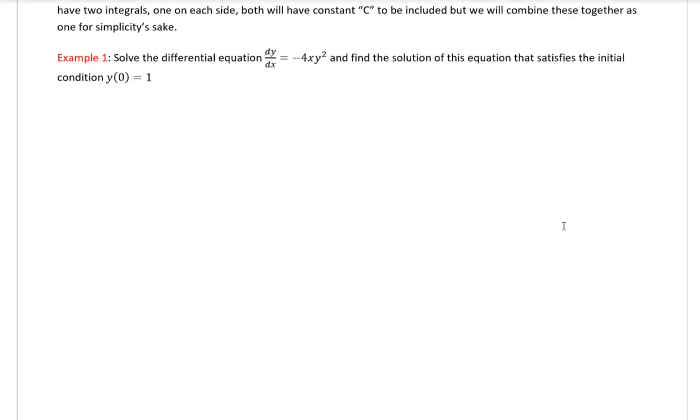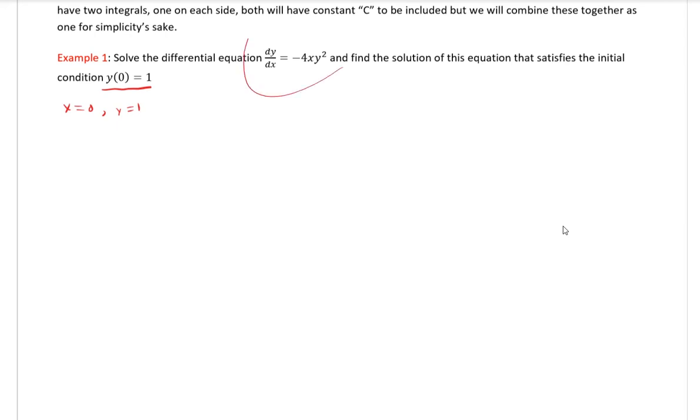So we have example 1 here. We have to solve the differential equation dy/dx = -4xy², and we're going to find the solution of this equation that satisfies the initial condition y(0) = 1. So that means when x is 0, y is 1. With those coordinate points, we should be able to solve for the arbitrary constant that comes out of this. But let's see what we can get.